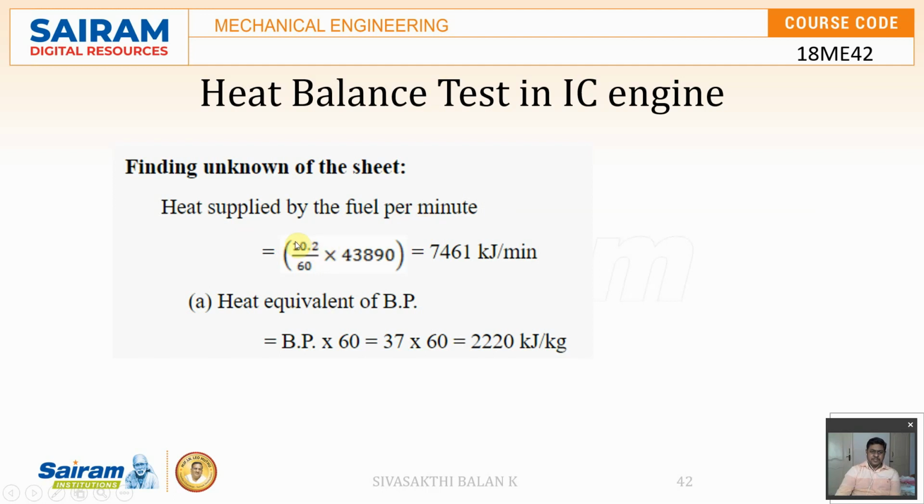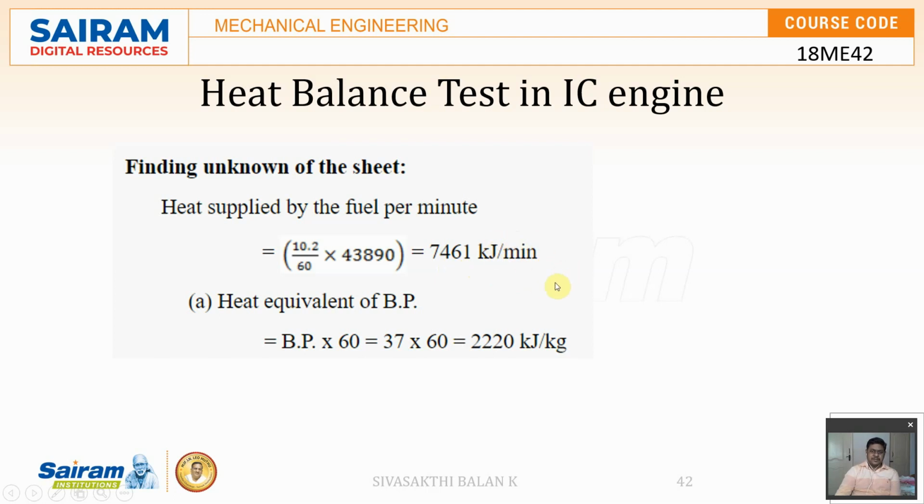The mass flow rate of fuel supplied to the cylinder is 10.2 kilogram per hour, and convert that into kilogram per minute, so that it will be easy for us to tabulate directly in the balance sheet. So divide the given value of 10.2 by 60 multiplied by 43,890, and you will get 7,461 kilojoules per minute as the heat supplied by the fuel per minute. And this is the 100%. We assume that this is the amount, and we consider this as 100%.